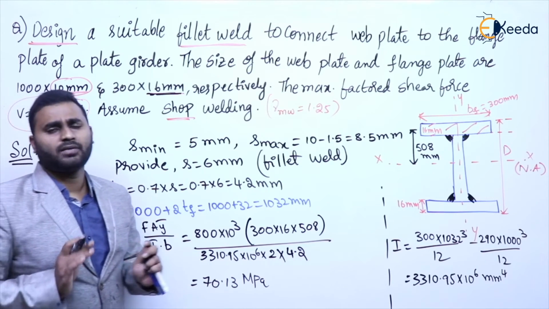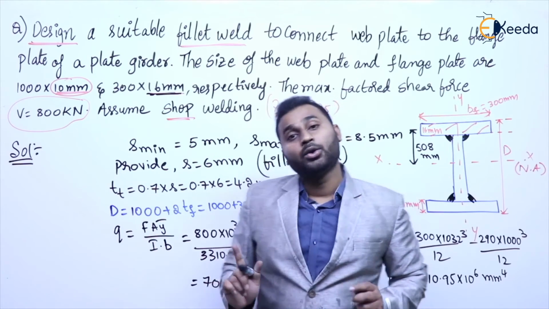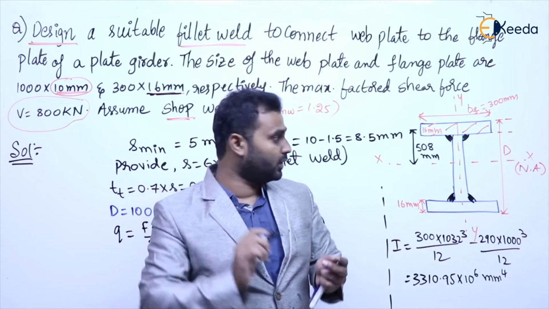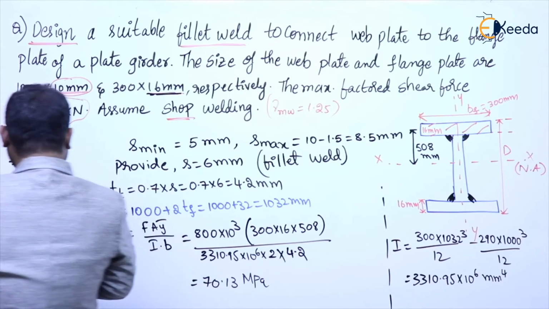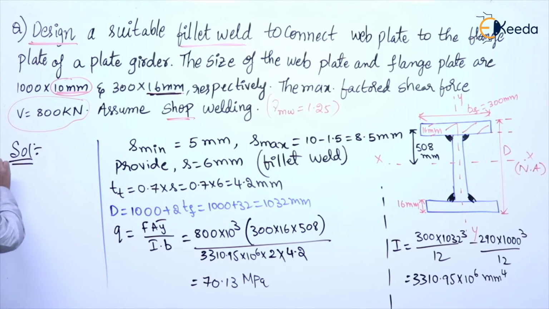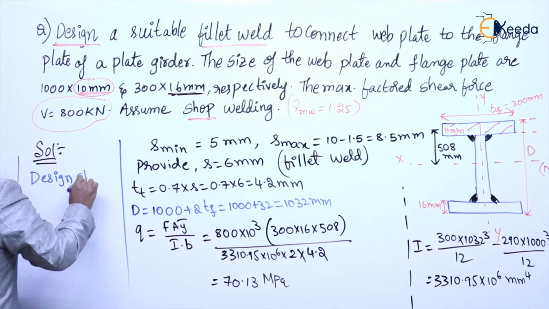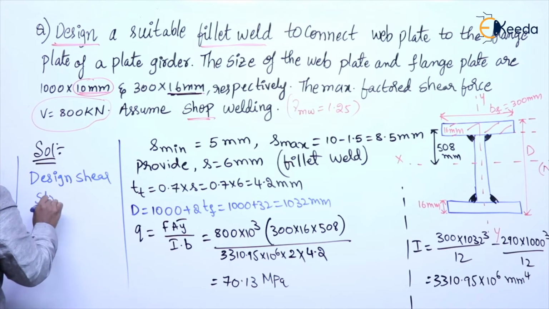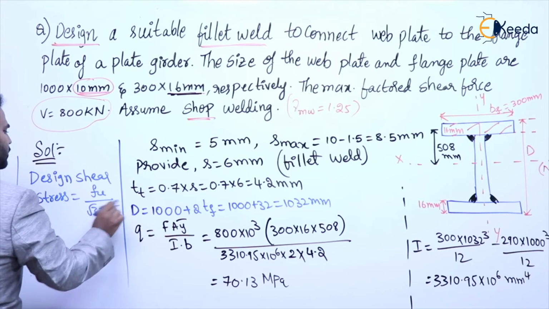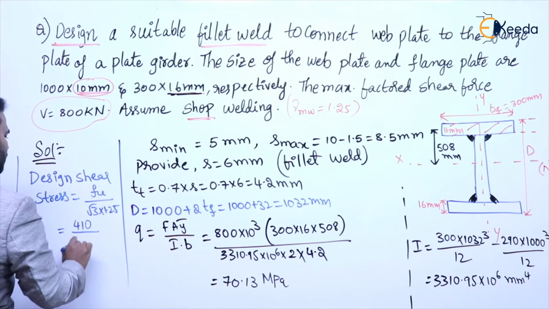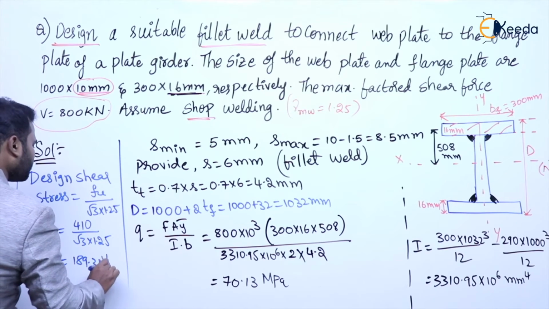Now for ensuring the safety of this fillet weld, this stress of 70.13 Newton per mm square should be less than the design stress in the fillet weld. Now what is the design stress in the fillet weld? Design shear stress is equal to Fu by root 3 into 1.25. Here Fu is 410, so 410 by root 3 into 1.25. This comes out to be 189.3 Newton per mm square.